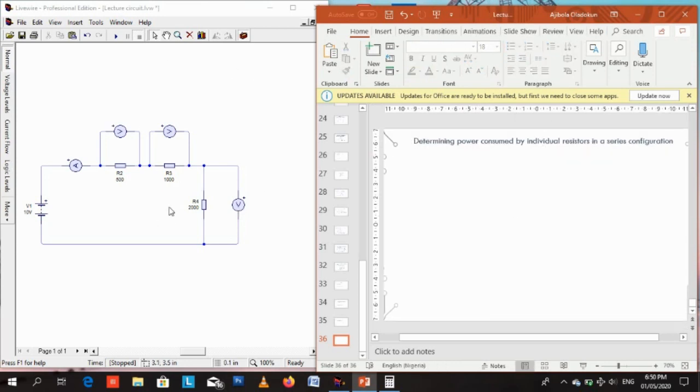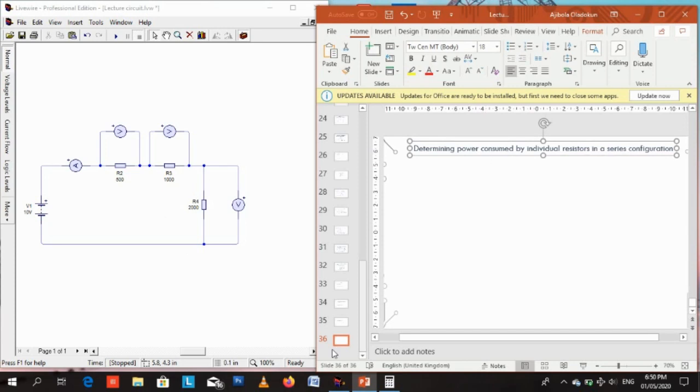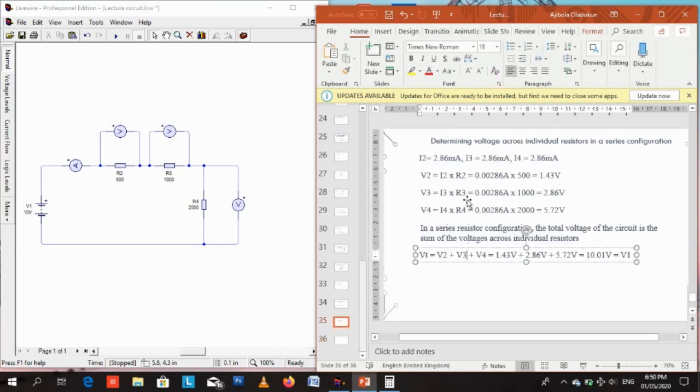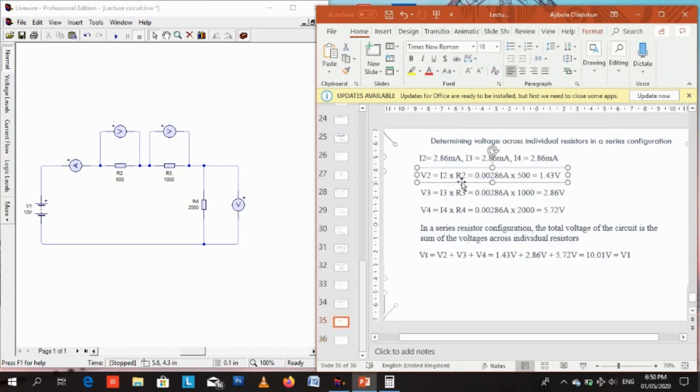So now let's go determine the power consumed by individual resistors in series, and we'll continue from there next time. We will stop here for this module, and in the fourth module we will talk about the power consumed by individual resistors in a series configuration.